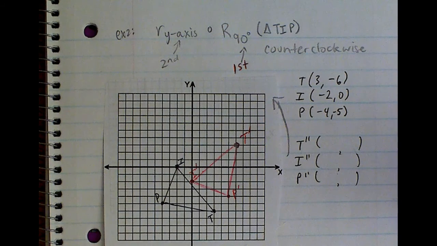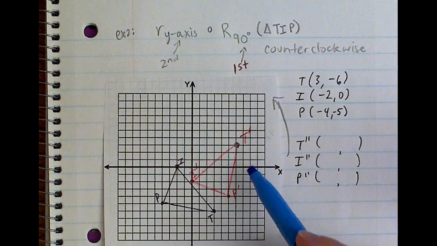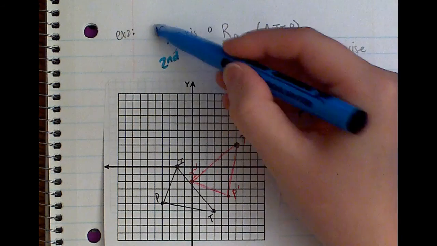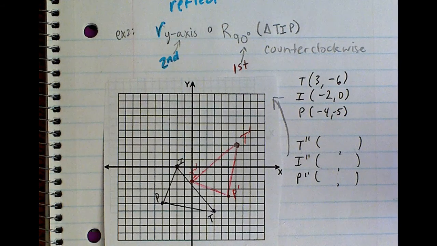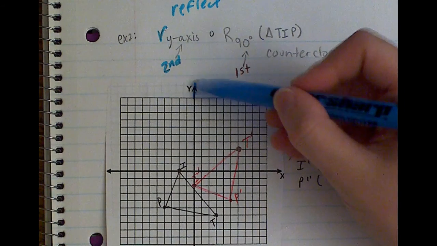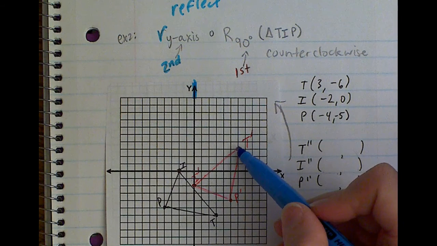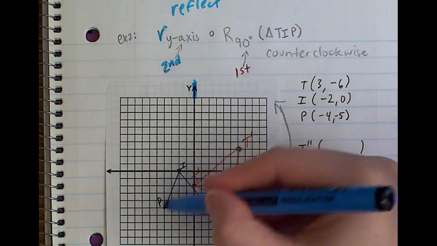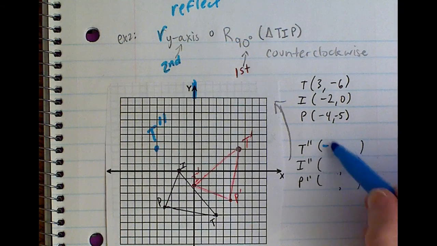Okay, so I have my first transformation, which was my rotation, 90 degrees. Now I'm going to take my red triangle and reflect it, lowercase r stands for reflect. I'm going to reflect it over the y-axis. It's this one here. So T prime, which was 6, 3, is now going to become negative 6, 3. T double prime, negative 6, 3.